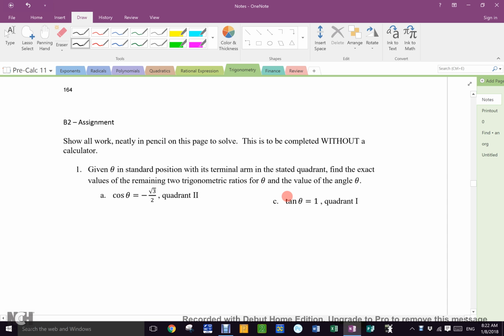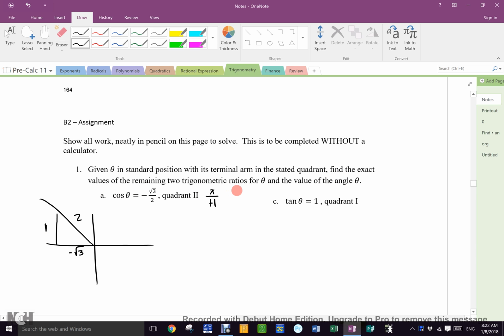Okay, so it's in quadrant 2. We're back to our usual business. There we go. It's in quadrant 2, which means it goes out there. And since it's cos, it's x over h. So the h has to be 2, which means the x has to be negative root 3, which means that has to be 1 to make that triangle.